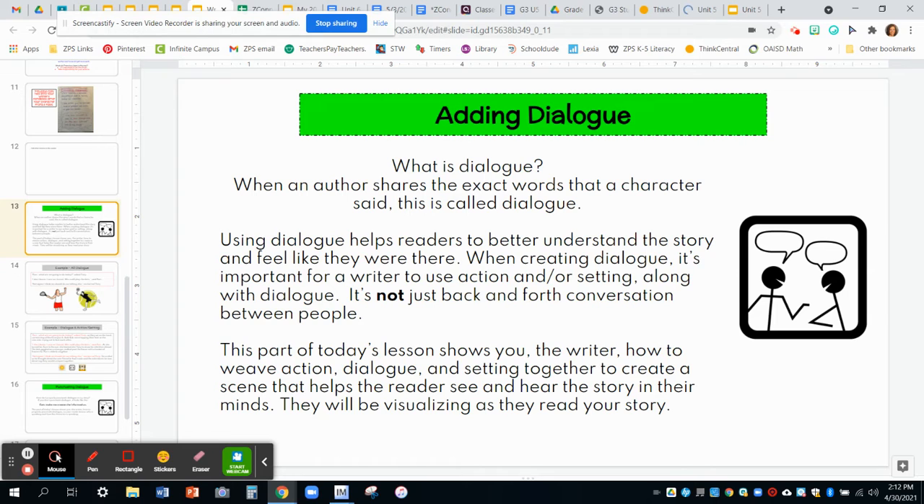So we're going to learn a little bit more today. We're going to do kind of two parts to this lesson. We're going to learn how to add dialogue, and then we're going to learn how to punctuate the dialogue. And you're going to be doing that in your writer's notebook today. You're going to be adding some dialogue, and you're going to be working on your draft, your sloppy copy. You're also going to have some charts to copy down into your writer's notebook at the end of the day today and turn those in.